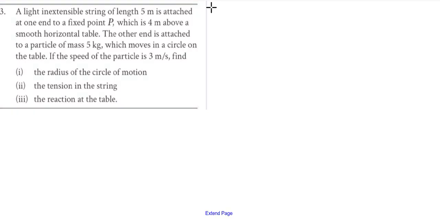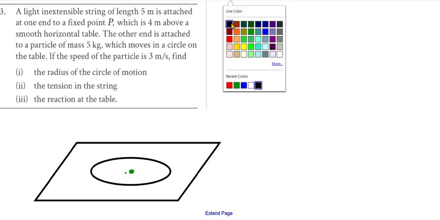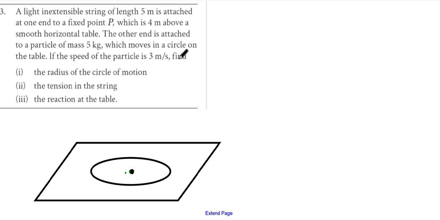Alright, so it's a classic. I'm going to use a parallelogram with an ellipse. The center of my ellipse is here. Green's a bad choice, so black. Okay, I'm happy with that. Now we're going to draw a line going straight up, and we're going to do the fixed point P here.